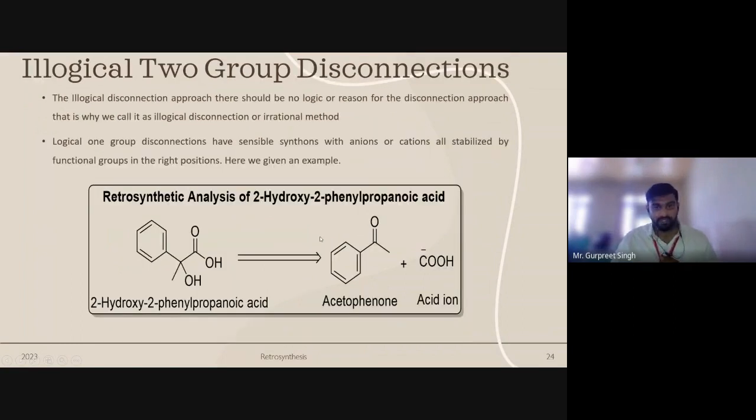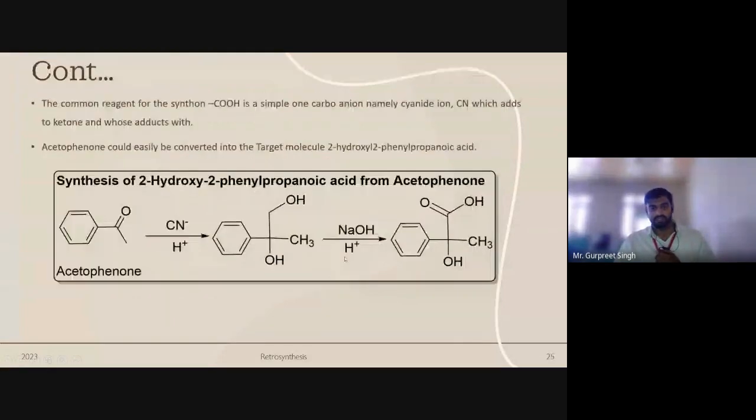Next, we have some illogical connections where we don't apply any reasoning or logical approach to connect the molecule. In this 2-hydroxy 2-phenyl propionic acid, what we need is acetophenone and an acid ion. How to generate this acid ion? By acetic acid. So if we use it, the acid ion is generated.